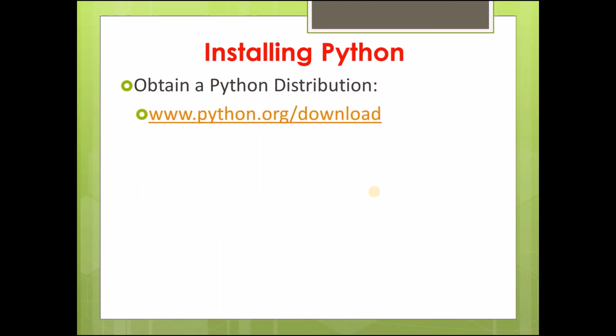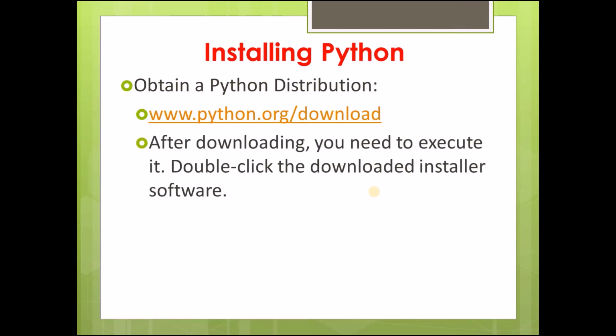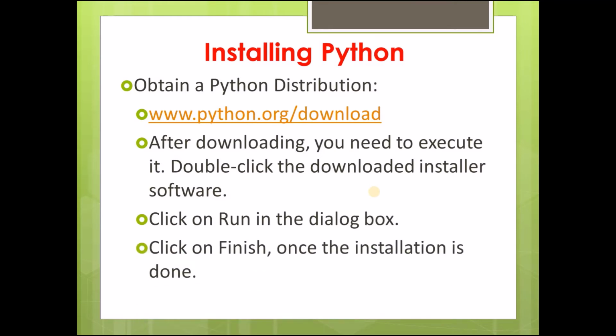Coming to the next, how do you install Python? You can first obtain a Python distribution. Where will you get this? You can download the Python distribution from www.python.org/download. When you type this in the address bar of your web browser, you will come across the downloading Python window from where you can download it. After downloading, you need to execute that package, and after you double click on the installer software, you can click on the run in the dialog box and finally click on finish once the installation is over. So that is how you can download Python.